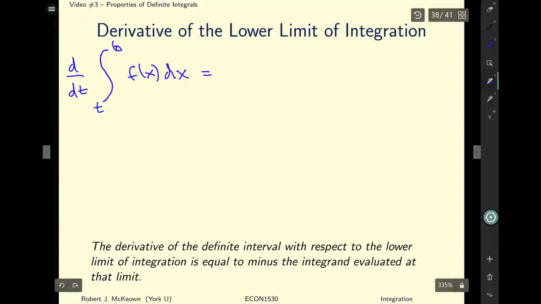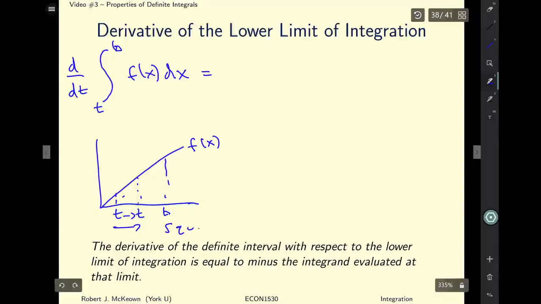What are we doing here? Well, now imagine that we're making the lower limit smaller. So if I draw a diagram, and then here's my function f of x, and I've got t here. Oh, excuse me, I've got b here, and I've got t here, and I'm keeping b fixed, and I move t to here. Right. Then we're sort of squeezing or shrinking the distance.